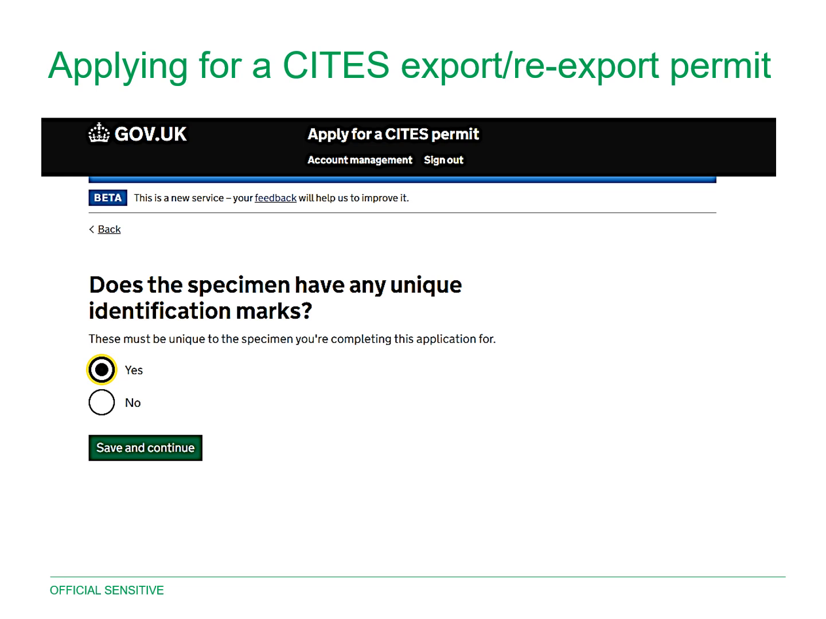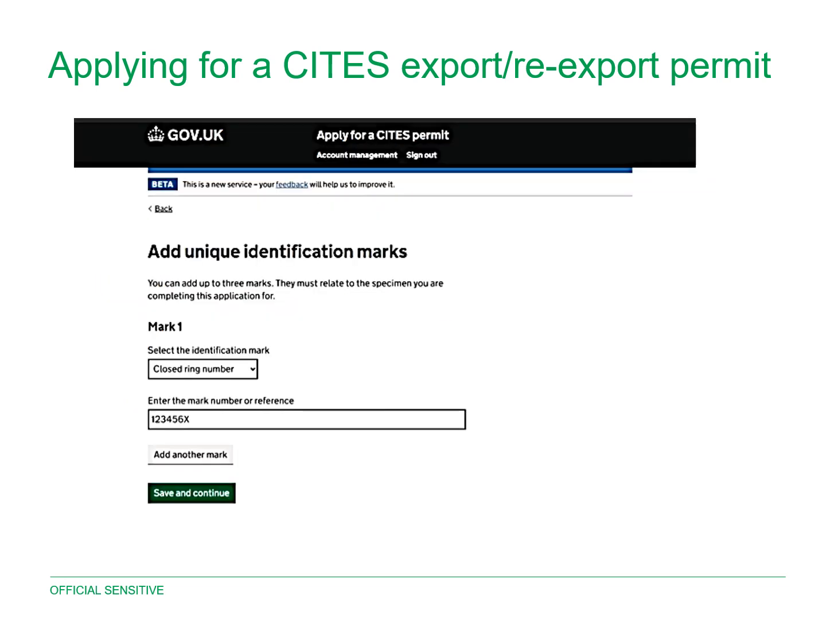As the live falcon we are exporting has a closed ring number, we are selecting the Yes button. Once you have made your selection, click Save and Continue. As we have selected Yes, the service takes us to the Add Unique Identification Marks page.